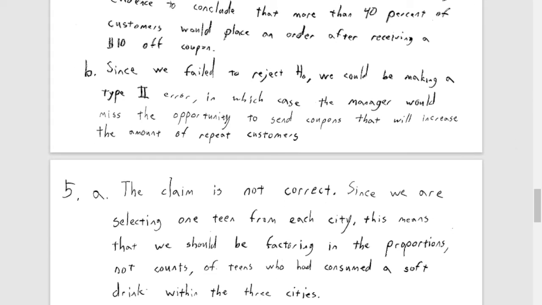But if we're selecting one teen from each sample, we need to factor that in. That's the main thing on this question. We can't just look at the raw numbers and say that the 727 is less than the other two, therefore that means that it's less likely. Since we're selecting one teen from each city, we should equalize it by using proportions and not our counts. That's the main idea on part A.